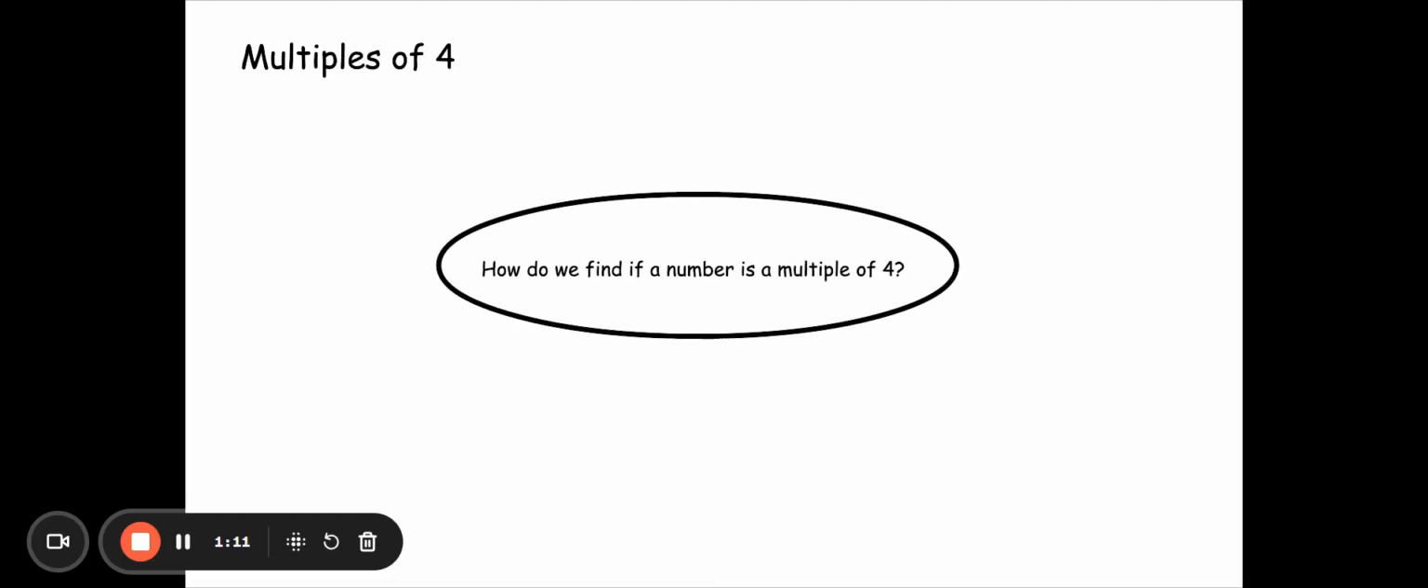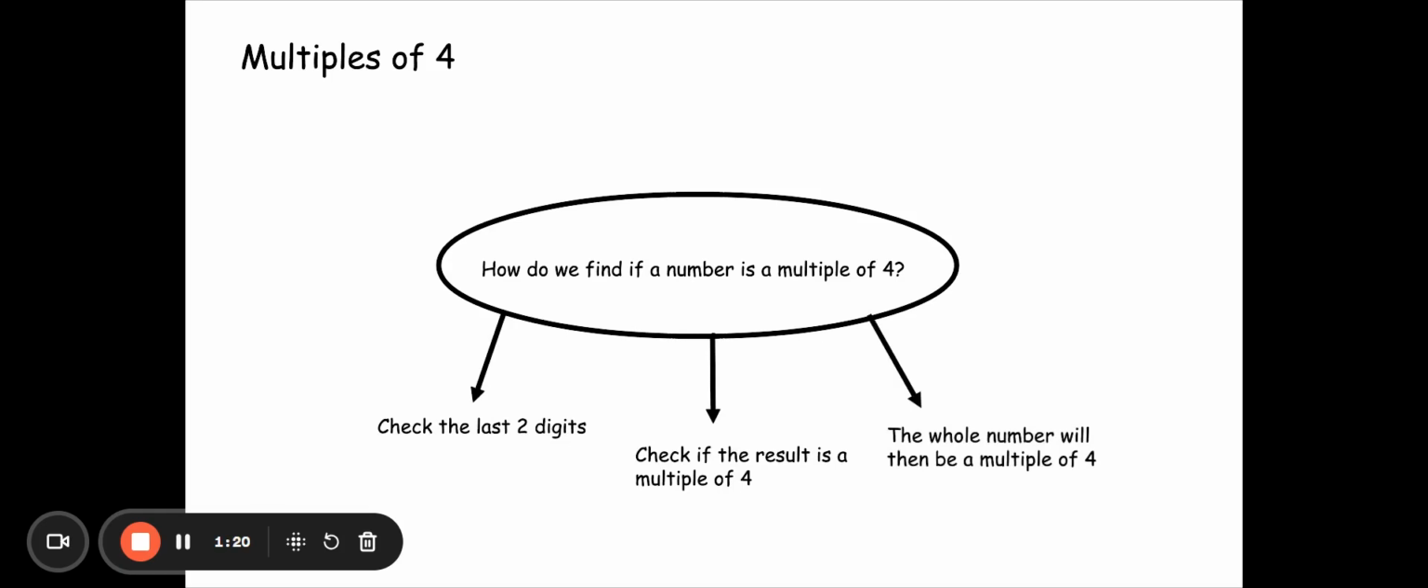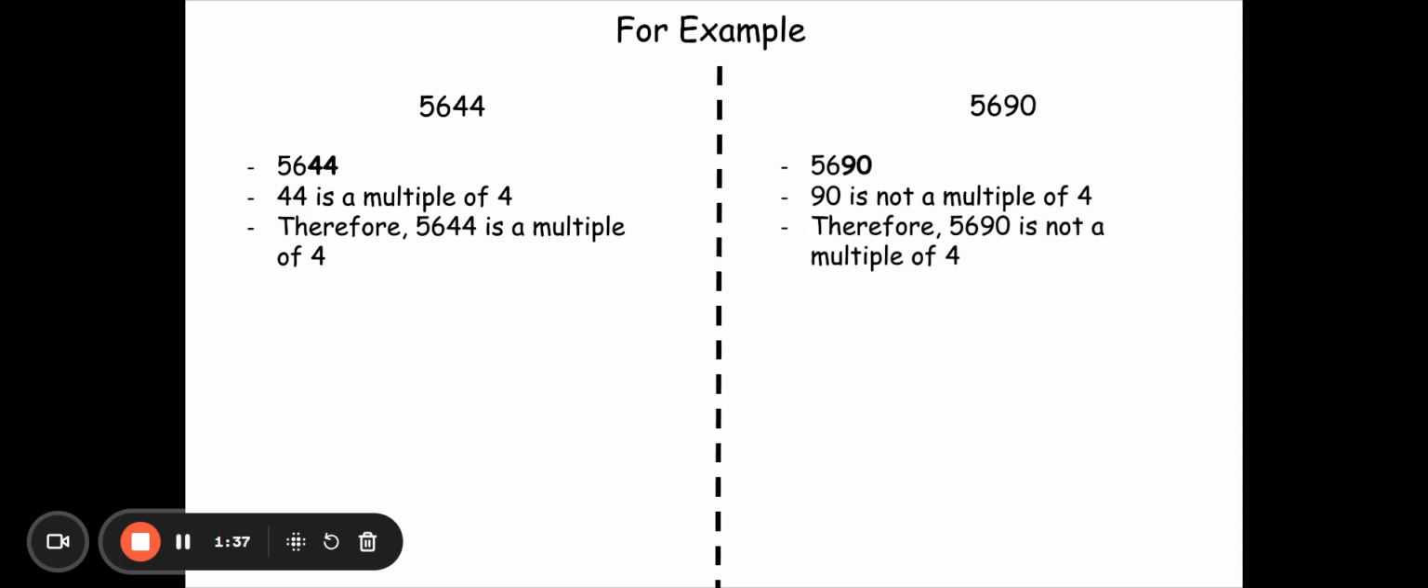Then we'll go to multiples of 4. How would we find a number that's a multiple of 4? To find this, we check the last two digits. If these two digits are a multiple of 4, then the whole number is a multiple of 4. For example, 5644. Here, 44 is a multiple of 4. That means 5644 as a whole is a multiple of 4. 5690, 90 is not a multiple of 4. That means 5690 can't be a multiple of 4.